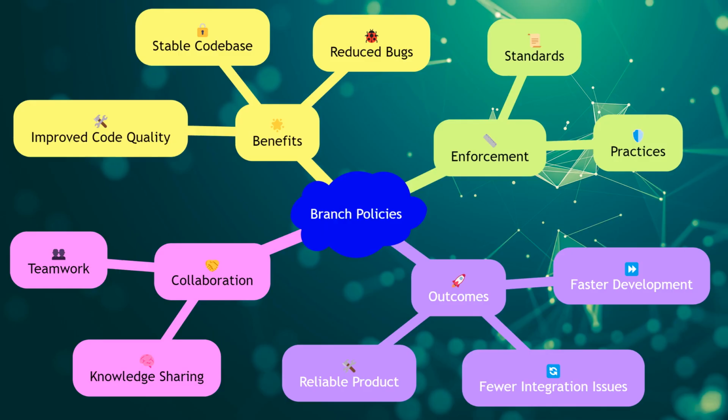Implementing branch policies offers numerous benefits, including improved code quality, reduced bugs, and a more stable codebase. By enforcing standards and practices, teams can ensure that only the best code gets merged into the main branch. This leads to faster development cycles, fewer integration issues, and a more reliable product. Additionally, branch policies promote collaboration and knowledge sharing among team members.